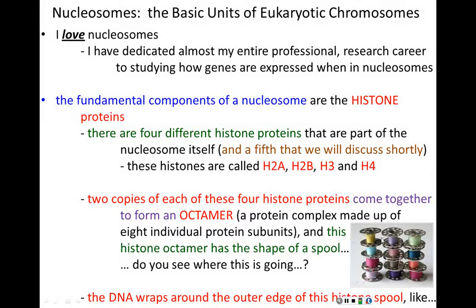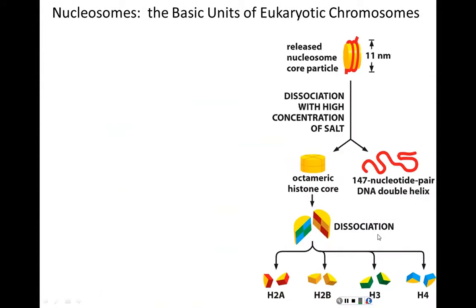This wrapping of this thread around this spool is a way to compact that thread, keep it organized, keep it arranged, keep it from clumping up and getting tangled. And that's exactly what we're trying to do with our DNA. So here, this is a figure from your textbook, but this shows it very nicely, I think, schematically.